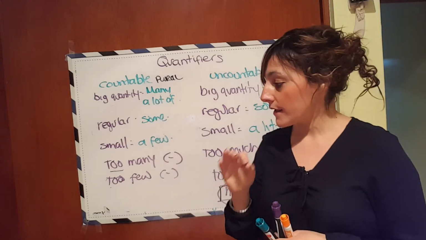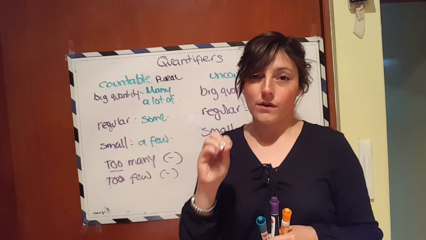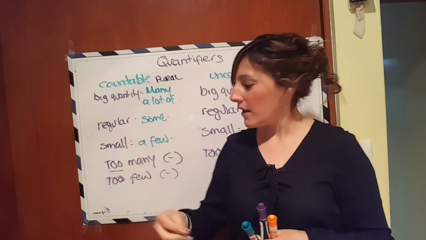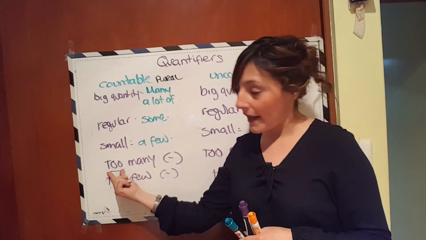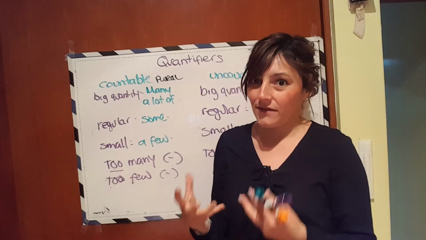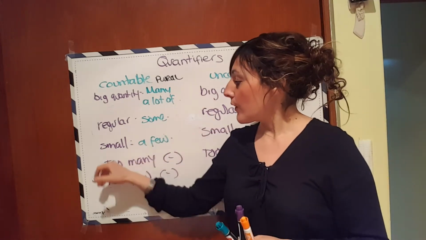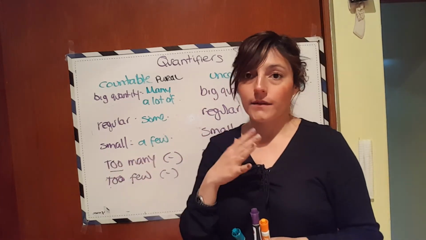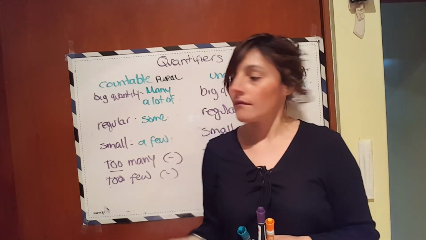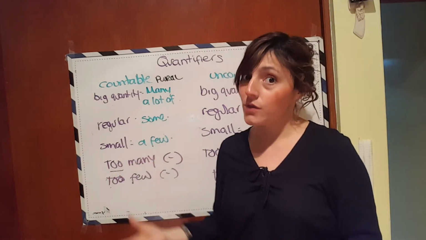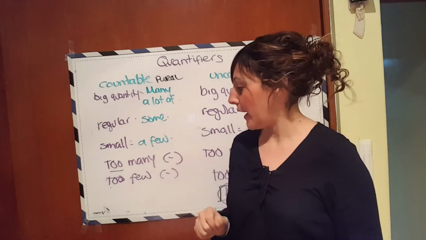Now, there are certain expressions that we can use when we want to give a negative connotation. We have too many and we have too few. Too many means excessively big, right? For example, imagine that I have 300 students in my classroom. They are too many students, and it implies a negative connotation, okay?